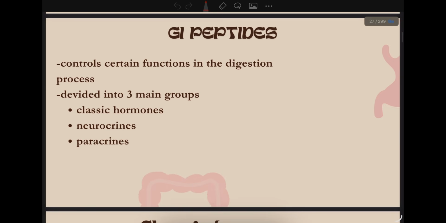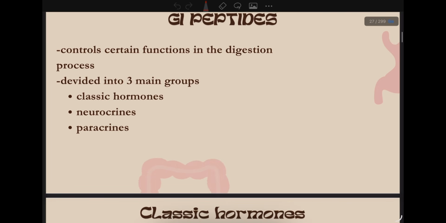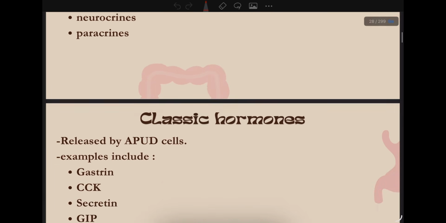Let's start. So we have these GI peptides. What do we mean by GI peptides? They are basically things that are secreted from the GIT organs or cells, and they have certain functions, okay? We will talk about them in detail, but they are divided generally into three main groups: classic hormones, neurocrines, and paracrines. Classic hormones means they act like hormones, they go through the bloodstream, endocrine secretion, basically. The other ones we will talk about when we come to them, okay?